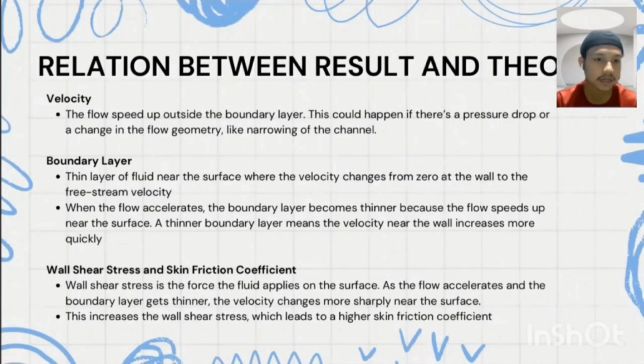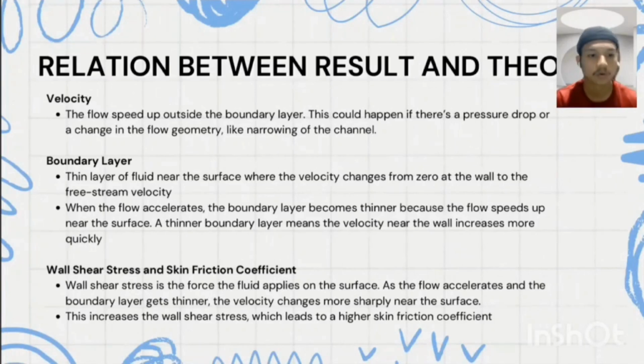Then, the boundary layer, a thin layer of fluid near the surface, where the velocity changes from 0 at the wall to the free stream velocity. When the flow accelerates, the boundary layer becomes thinner because the flow speeds up near the surface. A thinner boundary layer means the velocity near the wall increases more quickly.